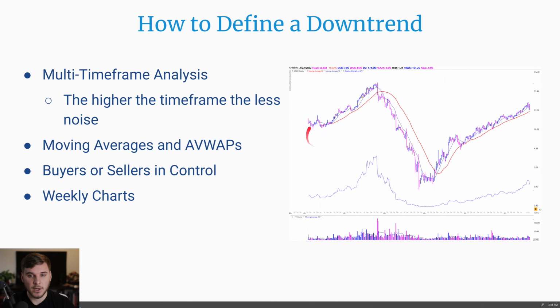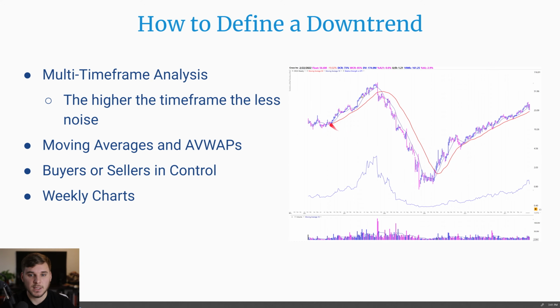You can also use anchor VWAPs and put them at relevant spots like this prior high here. If we're below that anchor VWAP, then the net owner of stock is at a loss, but that's more of an advanced technique, and I'll probably make an entire video about that subject very shortly.